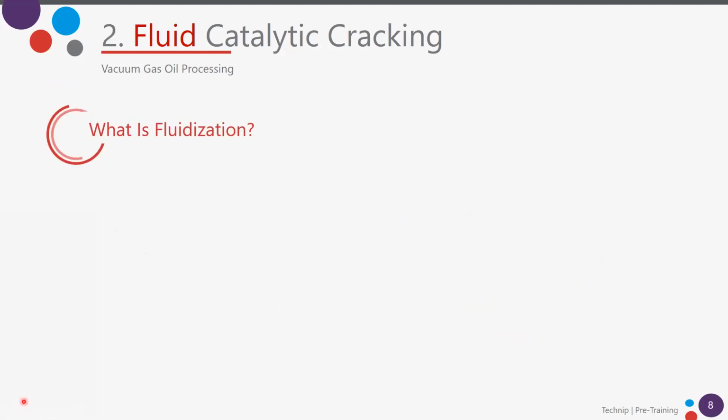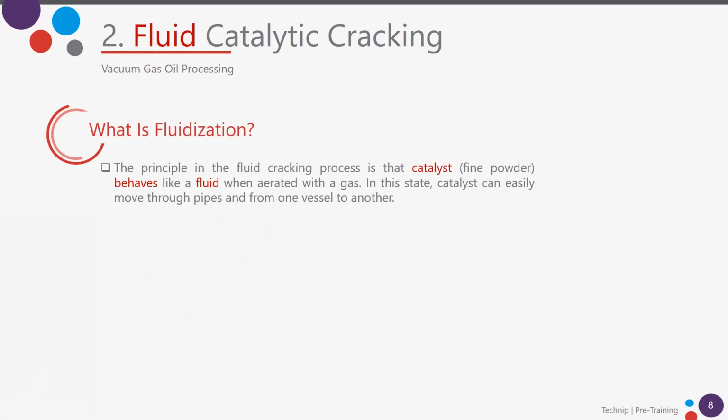We will see here also that we talk about fluid catalytic cracking. So I would like to give an overview of what is fluidization, even if this is a very specialized topic and is quite important in the industry. We will give some highlights of the fluidization.